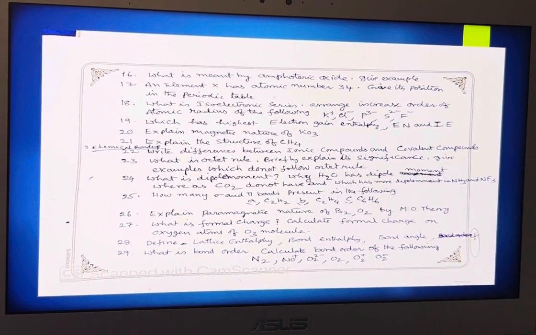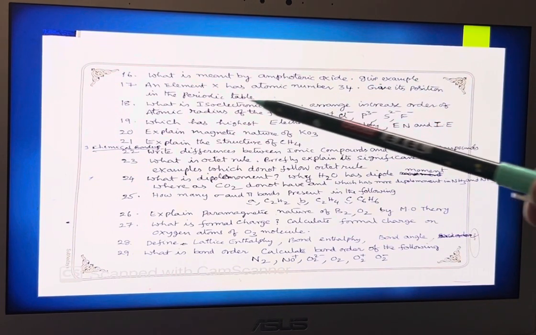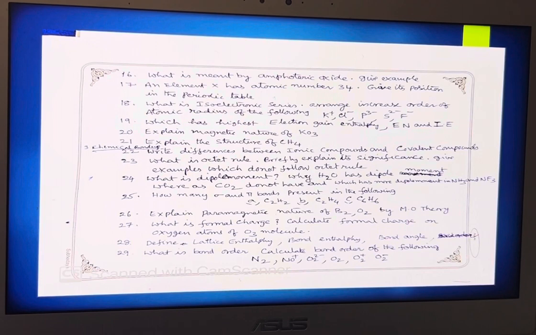What is meant by amphoteric oxide? Give examples. An element X has atomic number 34. Give its position in the periodic table. 34 means you have to write the electronic configuration first.